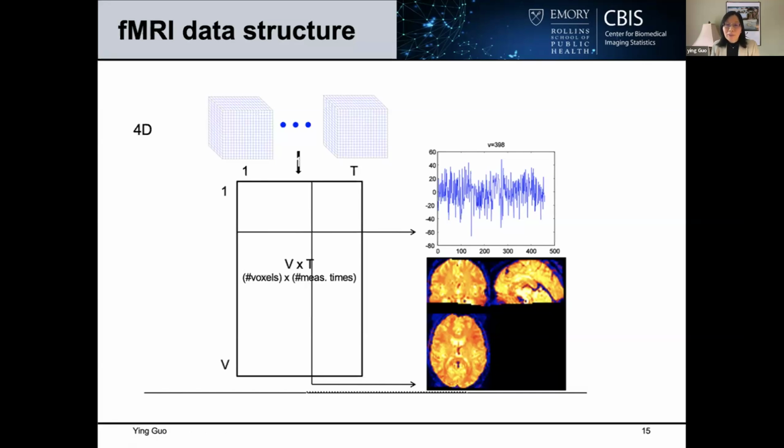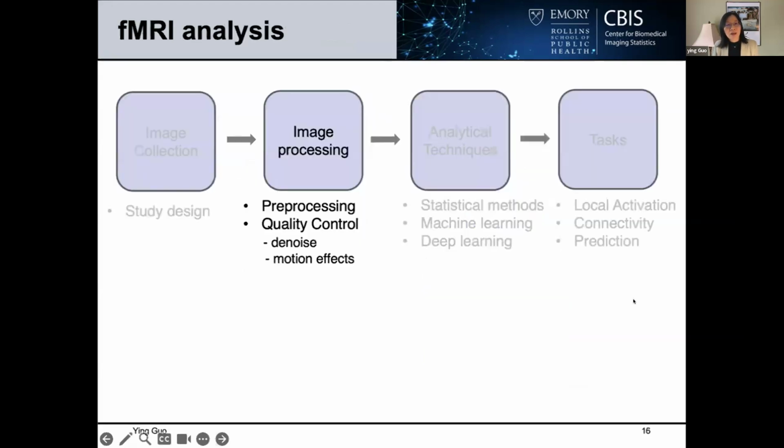So in fMRI data, we have complex correlation structures. So we have the temporal correlation over time, and given a specific time point, you have the spatial correlation structures. So that's why fMRI data is said to have complex spatial temporal correlation. And that's what makes its analysis challenging.